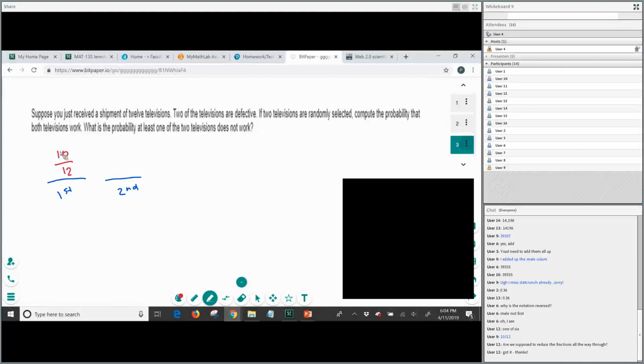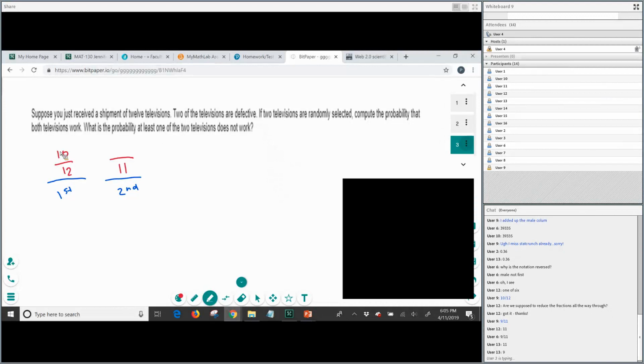Okay. So that was for our first television. Now let's suppose that I made my first selection. I selected a television. I determined that that television was working. So now I've put that television aside. It's not in my sample anymore. I've put it off. I hooked it up in the living room. So now I'm on my second television. So now that I'm on the second selection, how many total televisions are left?